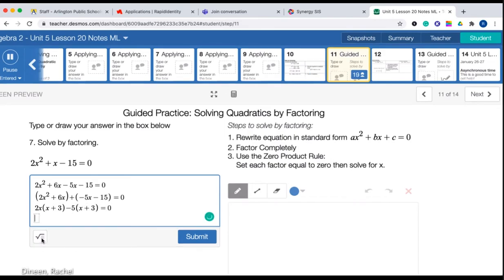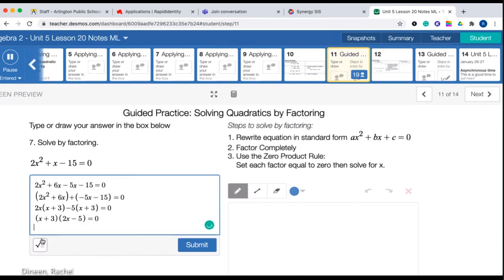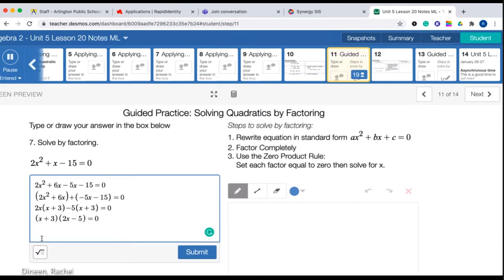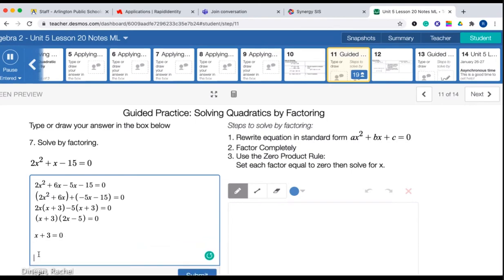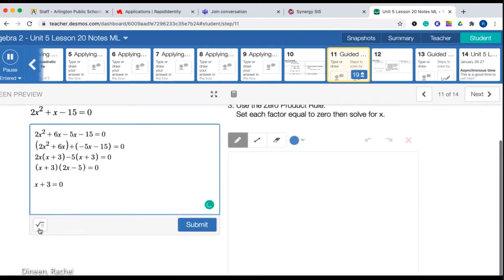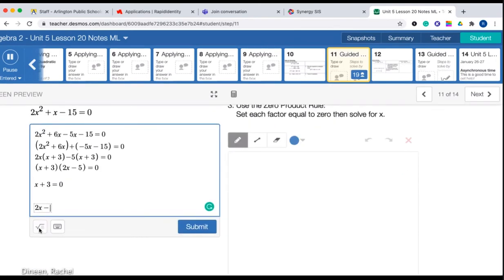Then I factor out my greatest common factor one more time, which is x plus 3, and I'm left with 2x minus 5. Now that I have factored, I'm going to set each factor equal to 0. So x plus 3 equals 0, and 2x minus 5 equals 0.